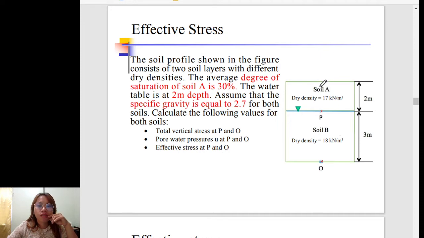So we have here the given dry densities for soil A and soil B, and you have here the given 30% degree of saturation, S. The water table is at 2-meter depth, so there is water in this portion. And G sub S, or the specific gravity of the soil, is 2.7 for both soils.